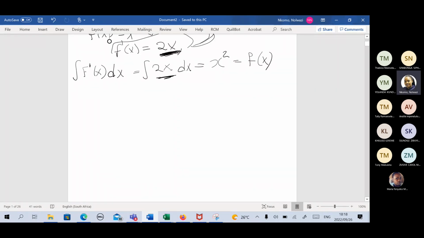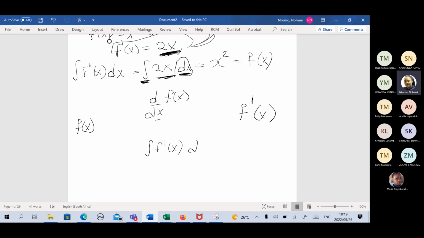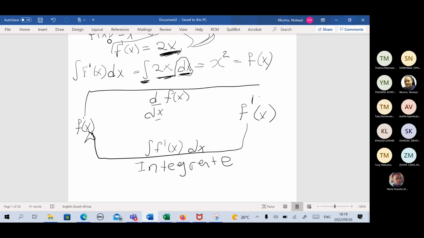Again, this sign is the symbol for integration, and this dx means you are integrating with respect to x. If we have f of x and we differentiate f of x with respect to x, you will get f prime of x, right? And if you integrate that f prime of x, you should get f of x. This process is called integration, and going the other way, this process is called differentiation, meaning we are differentiating.